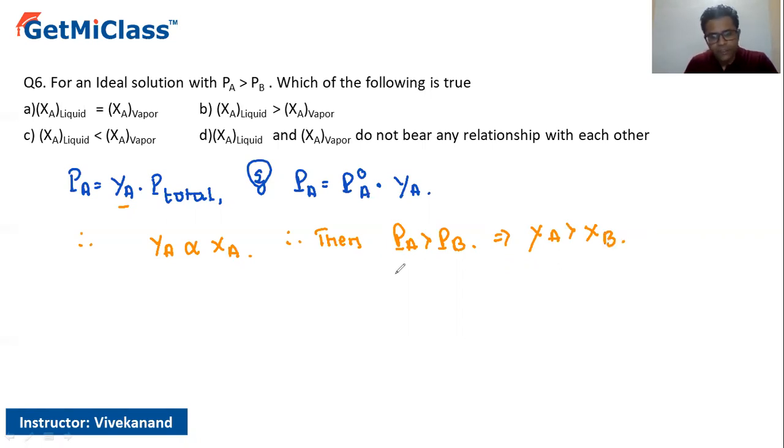Okay, so therefore, in this entire scenario, we would say that the option B, that is chi of A for our liquid, is eventually greater than chi A for the vapors over here. So therefore, option B serves as the correct answer.